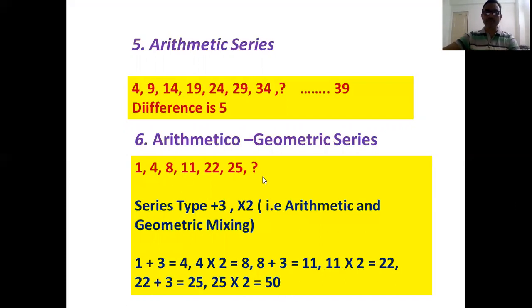So in this series, we can observe closely how we are able to get 4 from 1. We just added 3 to it. And then how we got 8 from 4, we just multiplied 4 by 2. And this pattern is being followed in the next elements of the series.